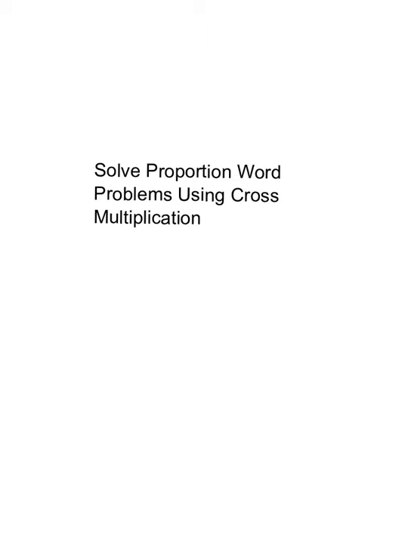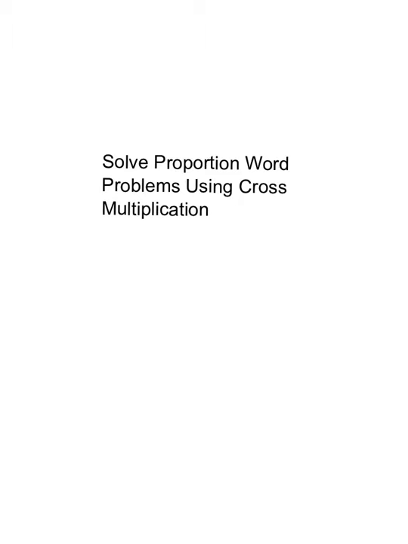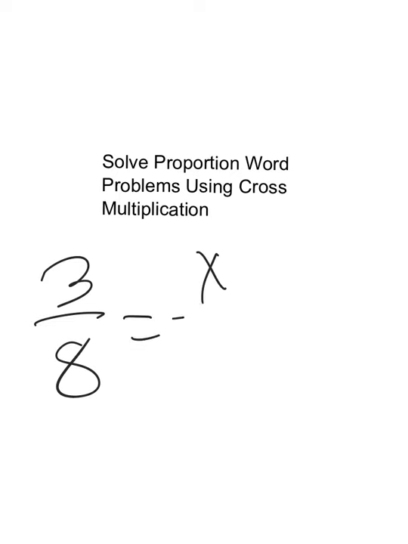Today we are going to work on word problems. Let's start with a little warm up. 3 over 8 equals x over 24. So cross products, pause on your end, solve it, and then hit play.